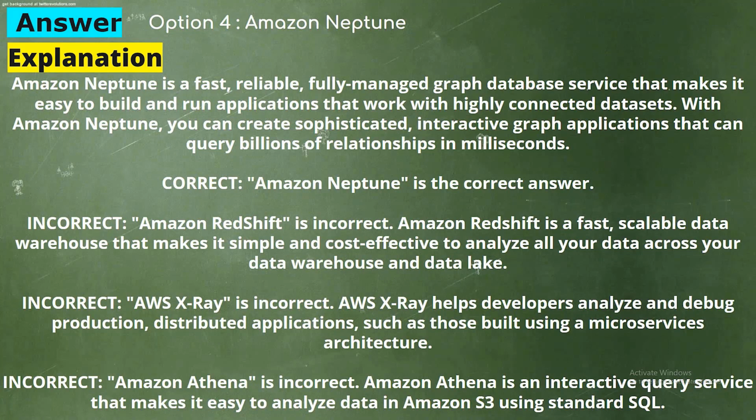Incorrect, Amazon Redshift is incorrect. Amazon Redshift is a fast, scalable data warehouse that makes it simple and cost-effective to analyze all your data across your data warehouse and data lake. Incorrect, AWS X-Ray is incorrect. AWS X-Ray helps developers analyze and debug production, distributed applications, such as those built using a microservices architecture. Incorrect, Amazon Athena is incorrect. Amazon Athena is an interactive query service that makes it easy to analyze data in Amazon S3 using standard SQL.